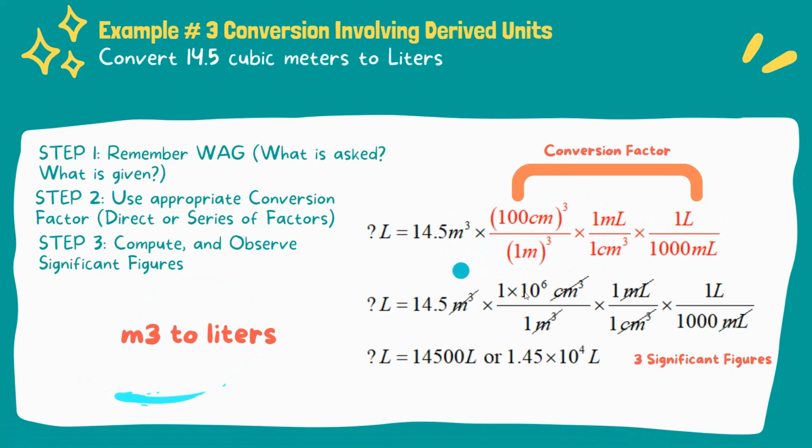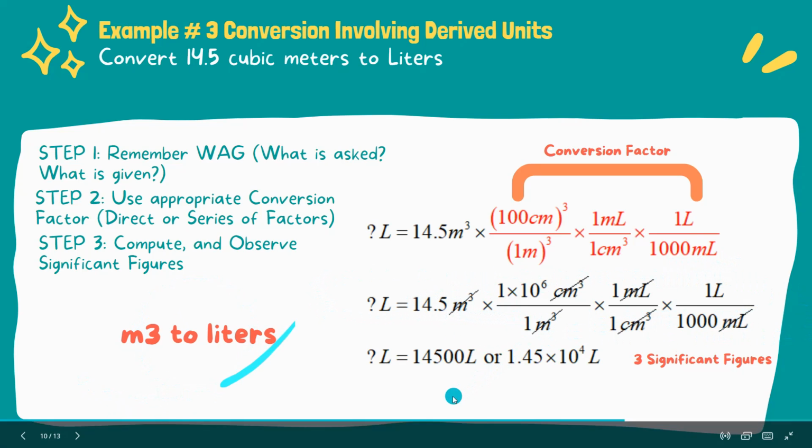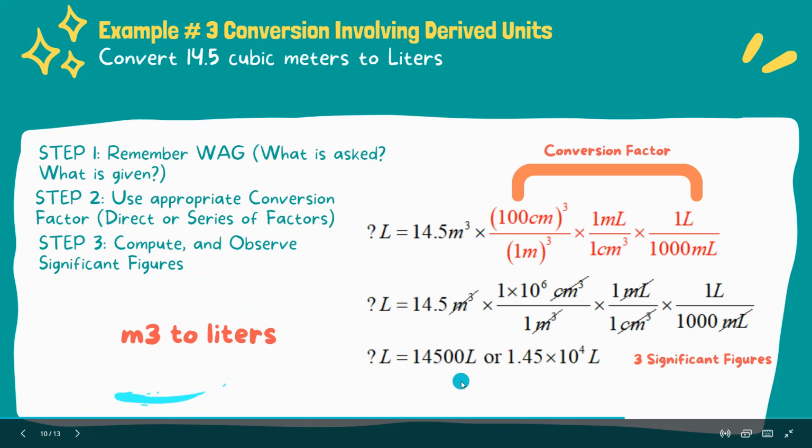Para mas madali natin i-approach yung conversion ng cubic meters to cubic centimeters, alam naman natin that there is 100 centimeters in 1 meter. So we can just use that conversion factor and then cube the numerator and the denominator. Then add 1 mL over 1 cubic centimeter and then 1 liter over 1,000 milliliters. In step 3, evaluate the equation, do the necessary cancellation, and then you will get 14,500 liters or 1.45 times 10 raised to 4 liters, reported in 3 significant figures.